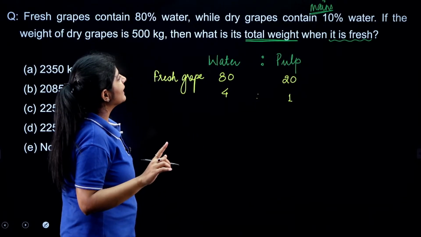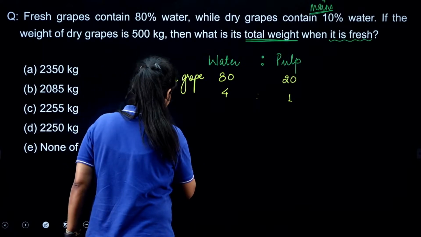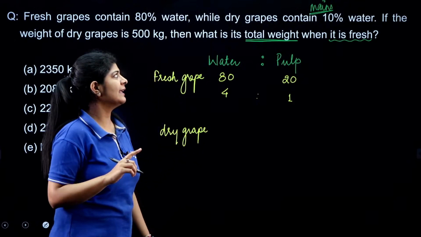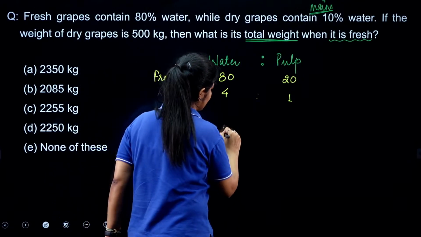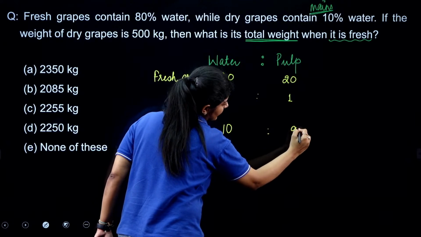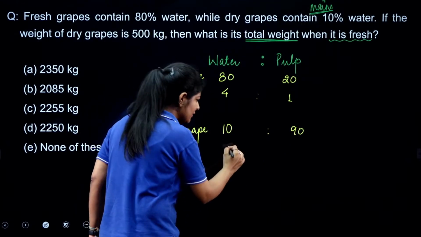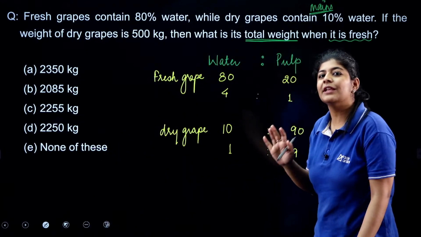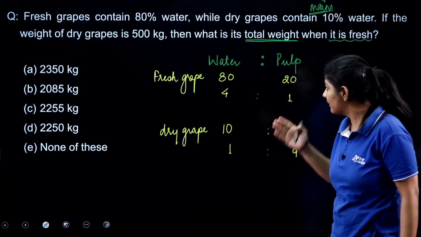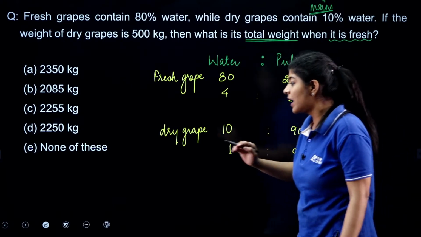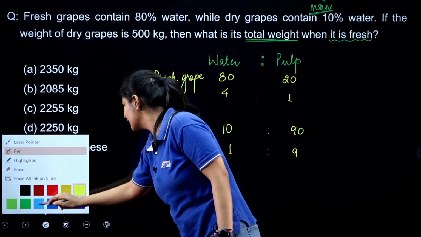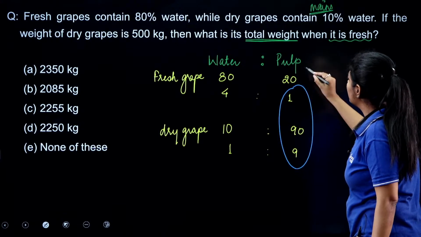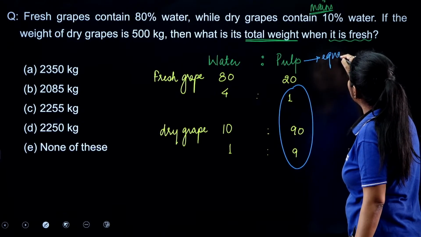Again, in the question, it is saying that dry grape contains 10% of water. That means the remaining 90% is pulp. So we can simply write it as 1:9. But we know that only water evaporates, right? Pulp will always remain the same. And here we are having different values for the pulp. So first we will make the pulp equal. We have to make the pulp equal.